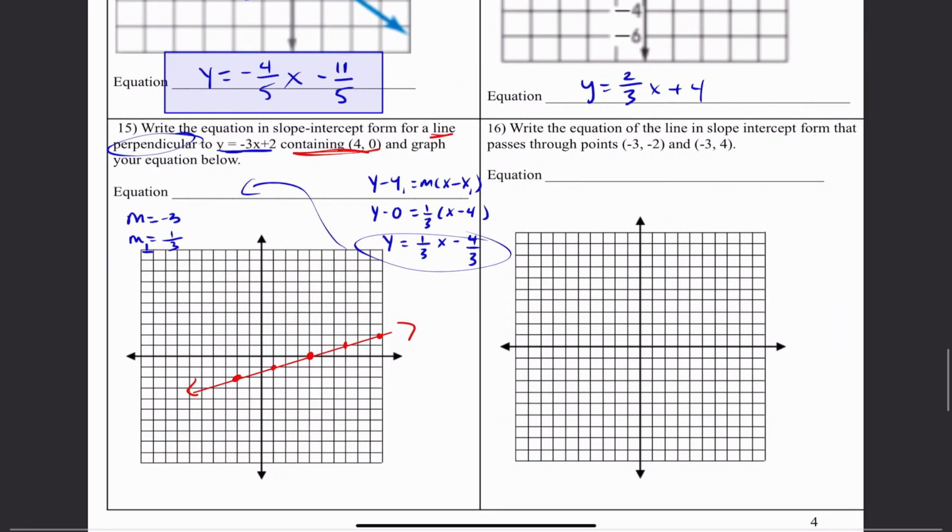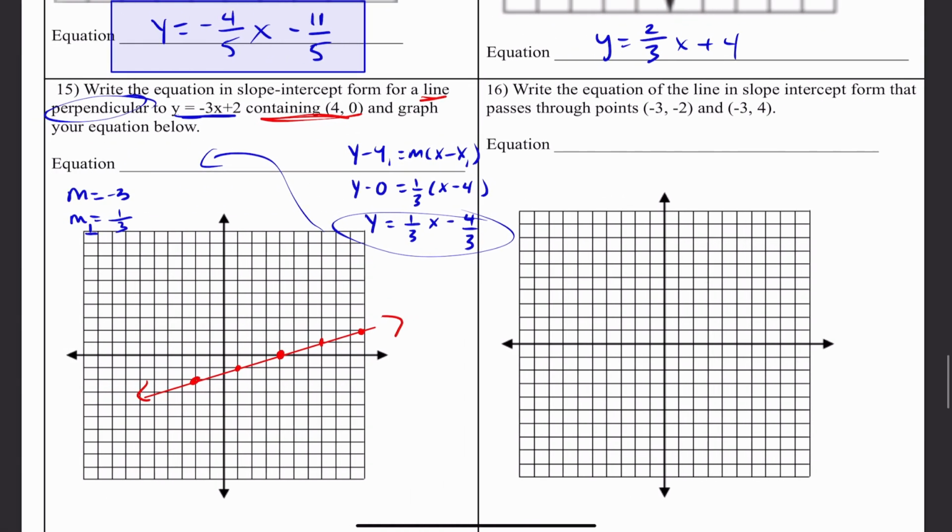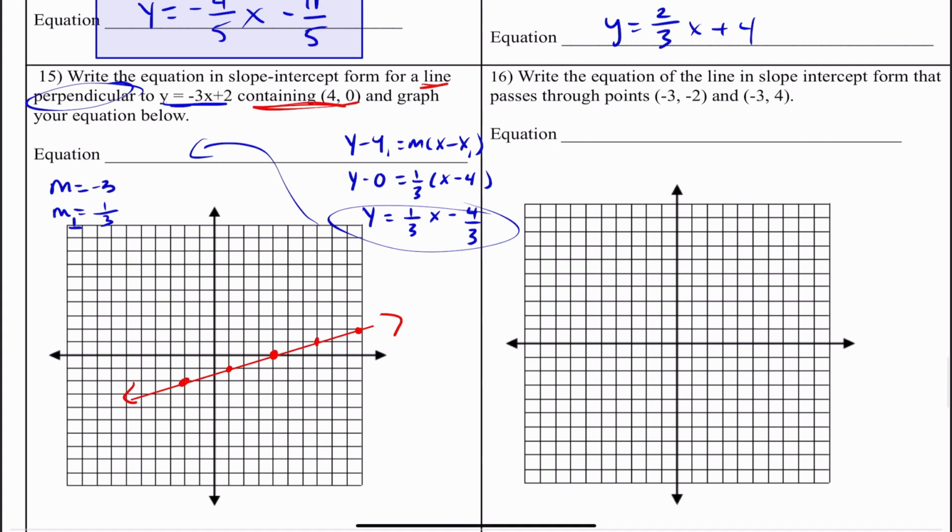Write the equation of line in slope intercept form that passes through the points negative 3, negative 2 and negative 3, 4. Okay, so let me just graph these 2 points. So negative 3, negative 2, that's right there. And negative 3, 4 is right here. So if I know that this is a line, it goes through those 2 points there. What type of slope is this? Well, it's an undefined slope.